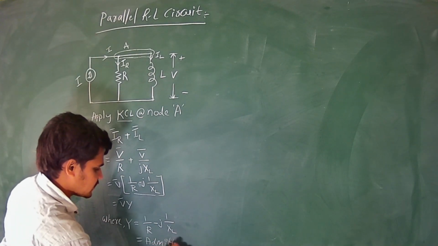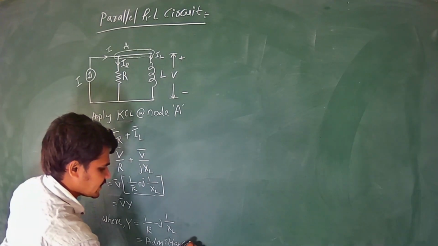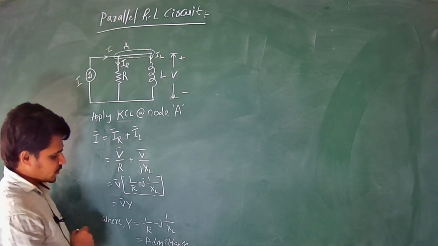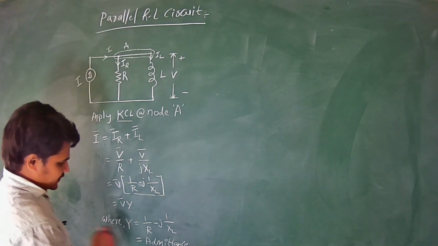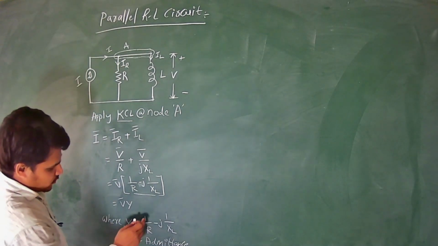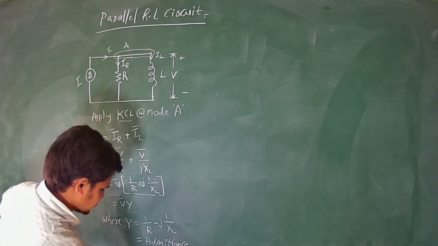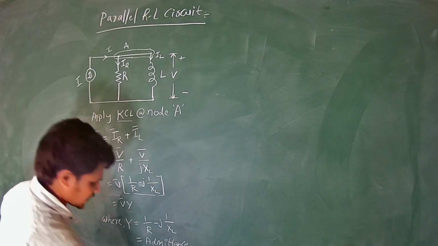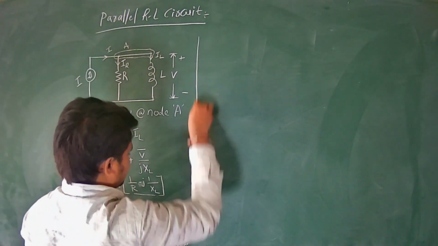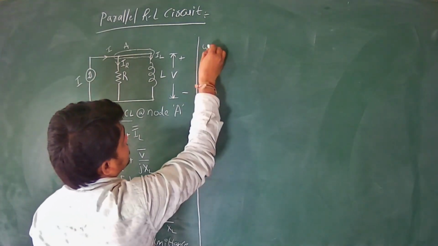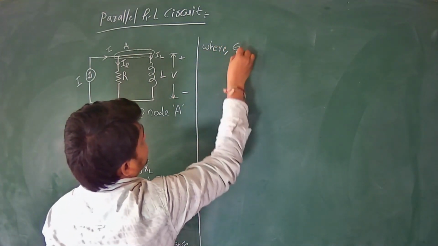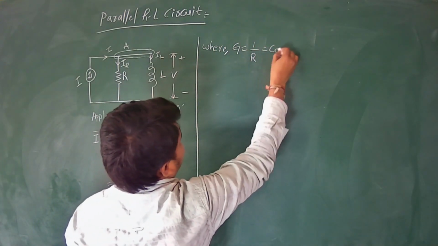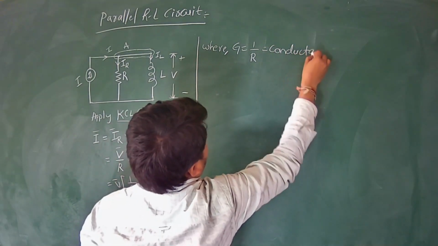Now what is the unit of this admittance? Let us find out. Here this can be written as G minus j BL, where G is 1 by R, which is called conductance. The new term, conductance.